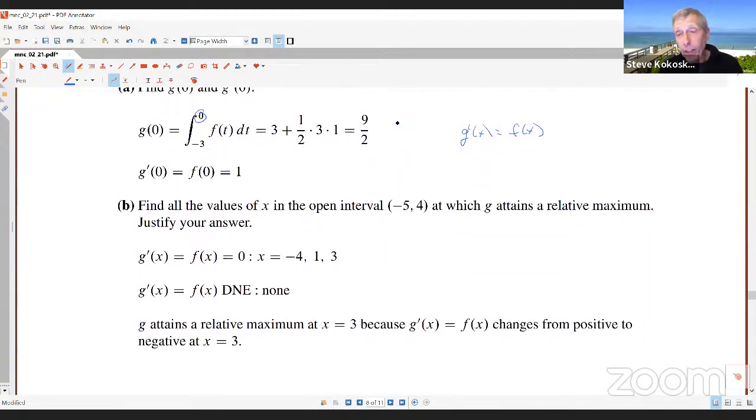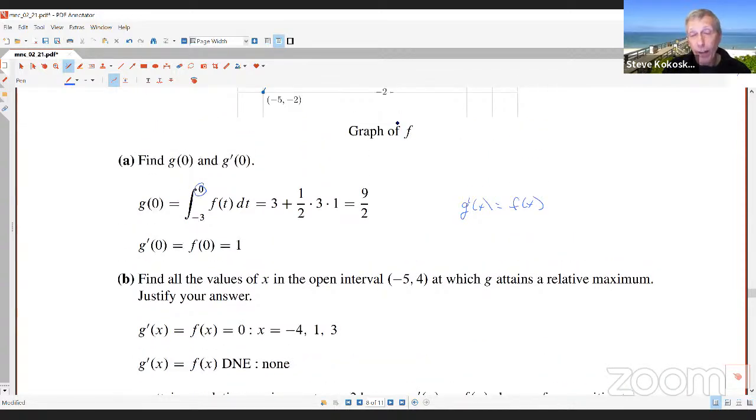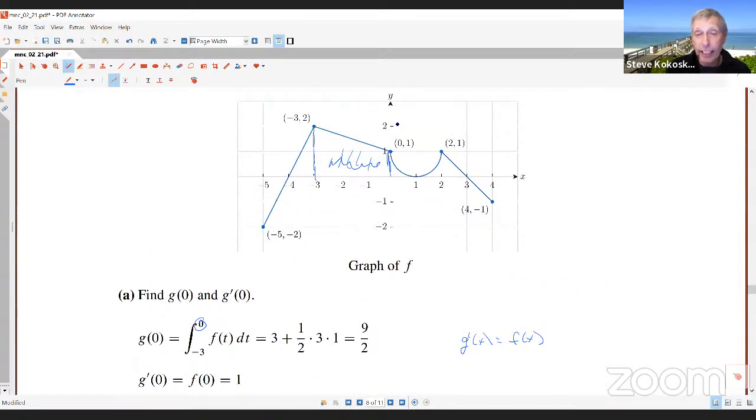B, find all the values at which G attains a relative maximum and justify your answer. Well, first I'm going to find all those places where the derivative of G is equal to 0. I know the derivative of G is F, so I've got to find all those places where F is 0. Are there any? Yes, there are. Here's one, and here's one.